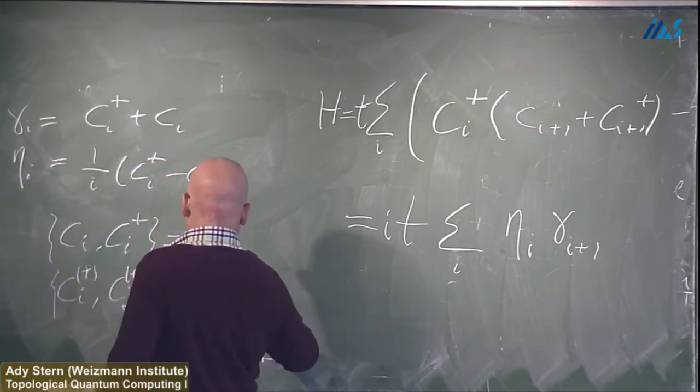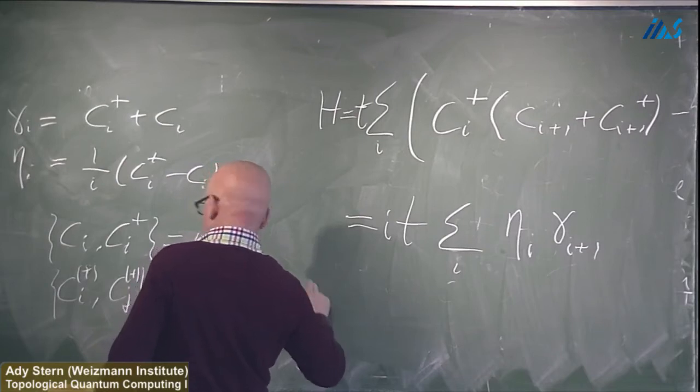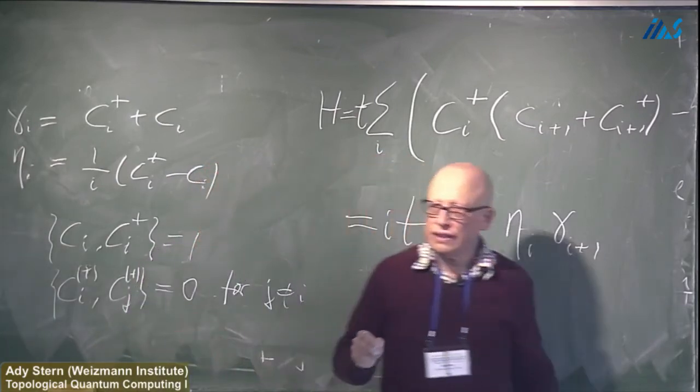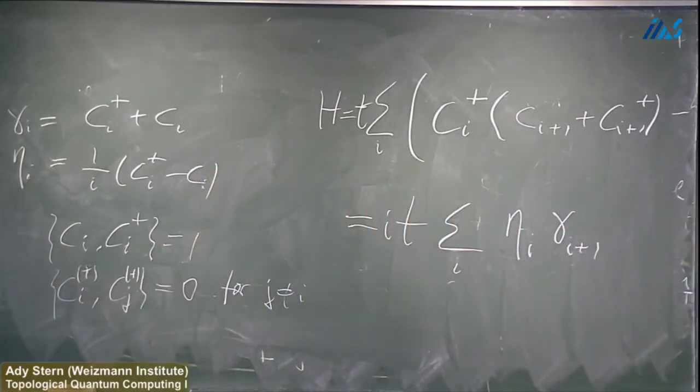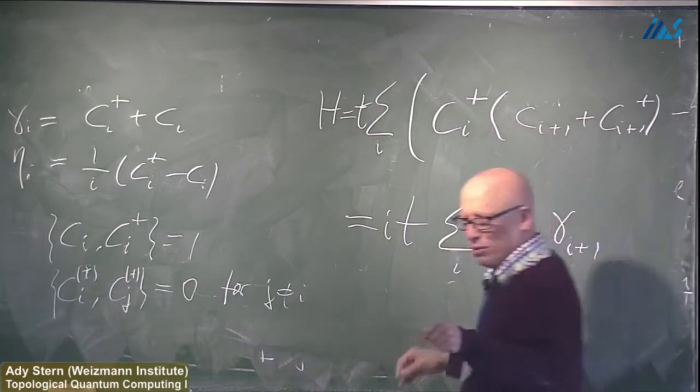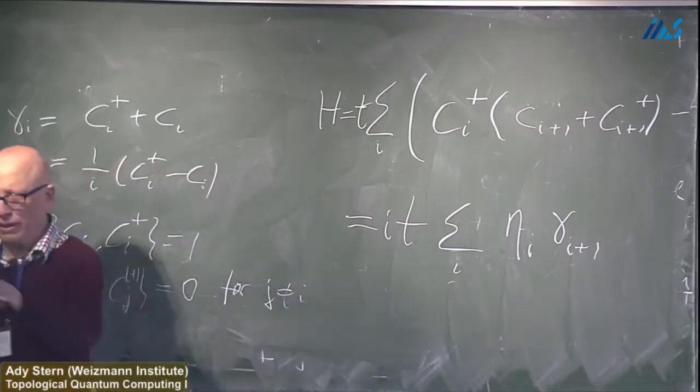Anti-commute for j not equal to i. Okay? Should there be a minus in the second bracket? Probably somewhere I did miss a minus, but if you just do that, that's what you'll get. Let me not dwell on the minus signs. Okay, we can look at it later.